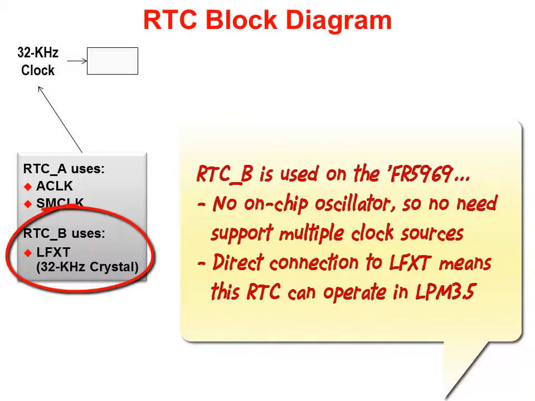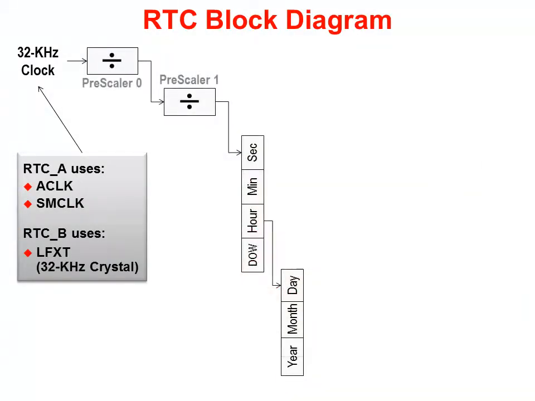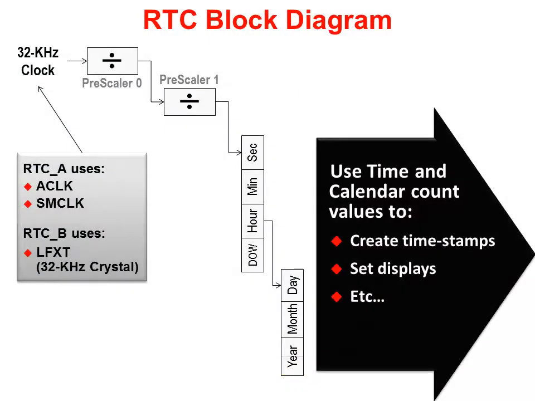But one of the advantages of being driven directly from a crystal means that this RTC can work in LPM3.5 mode. As shown here, the clock input is divided down by two prescale counters. These take the clock input down to a 1-second resolution. From there, the registers in the RTC can keep track of minutes, hours, days of the week, day, month, and even the year. You can use these values to create timestamps, set time, calendar displays, for example, like on a watch, and so on.